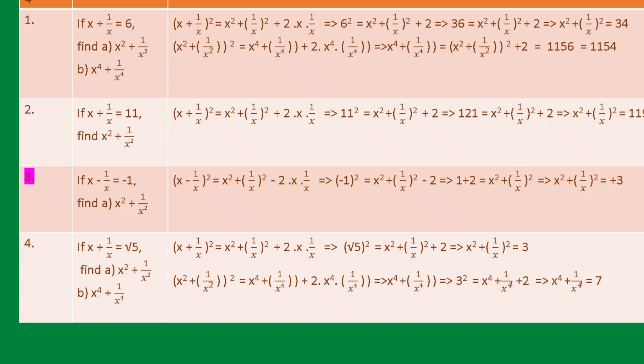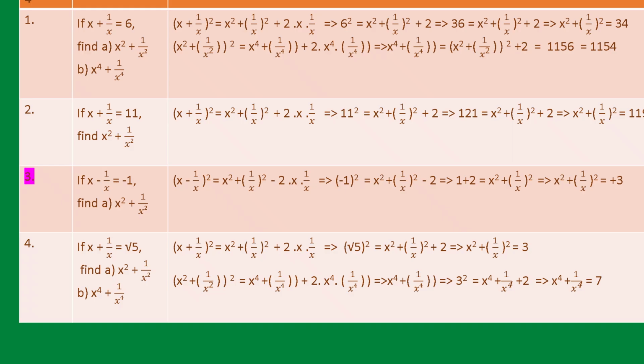In the given sum, the operator used is plus in both the given as well as the asked expression. So we need to go for a plus b the whole squared. Just replace with the values and you get the final resultant. It's a very simple sum.